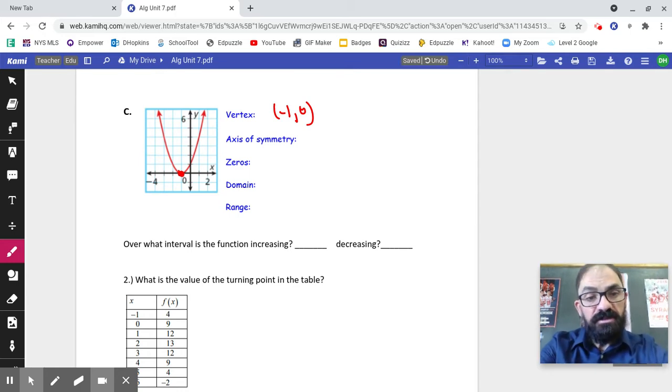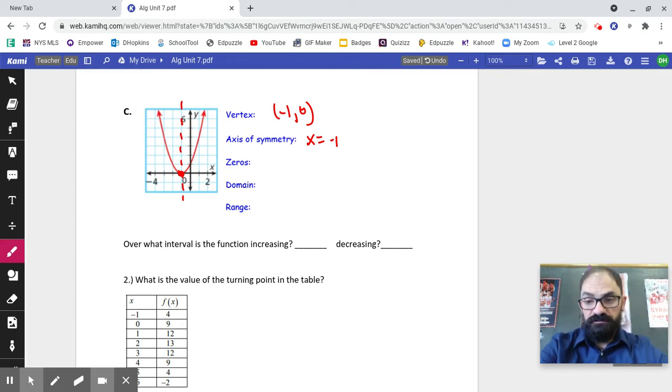The axis of symmetry, we learned, is the invisible line represented by a dotted line that cuts our parabola in half. So if I was to fold my parabola over that line, it would land on itself. That line crosses the x-axis at negative 1, so the equation is x equals negative 1.